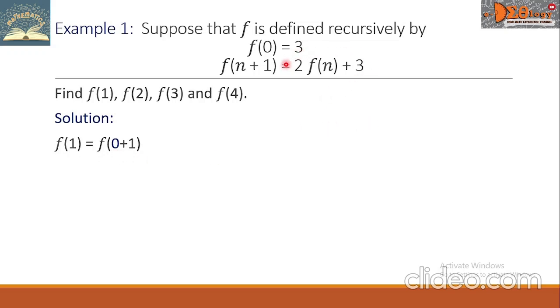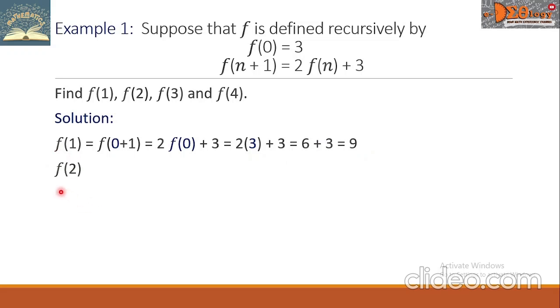Considering now the right-hand value of this function, we write here 2 times f of 0, plus 3. Let us substitute the value of f of 0 based on the given base value 3. So we have now 2 times 3, then plus 3. The product here is 6, then plus 3, we have 9. This is the value of f of 1.